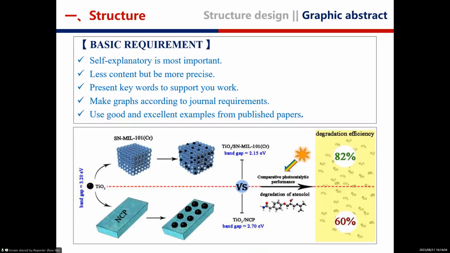Third, you should present keywords by using the same common font to support the content and the conclusion of your work. Fourth, you need to make your graphs according to the journal's requirements, including submission guidelines, file formats, layout shape requirements, etc. Finally, do not hesitate to use good and excellent examples from published journal papers, especially of high impact journal papers. This would help you spend less time in completing your graphical abstract.